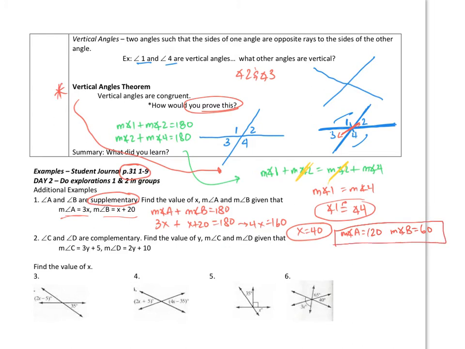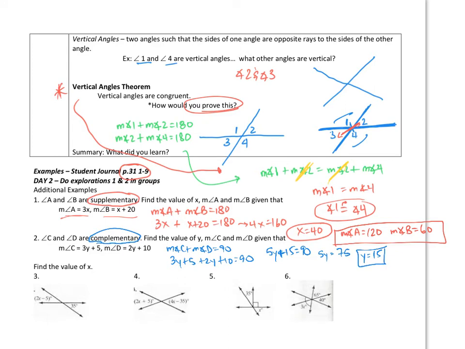Okay, for the next one, it says C and D are complementary. Find y, the measure of angle C, and the measure of angle D. Okay, so it's pretty much the same type of problem, but this time they're complementary. So we know the measure of angle C plus the measure of angle D has to equal 90. So over here we could say 3y plus 5 plus 2y plus 10 equals 90. And going through, we're going to say 5y plus 15 equals 90. So 5y equals 75. y will be 15.